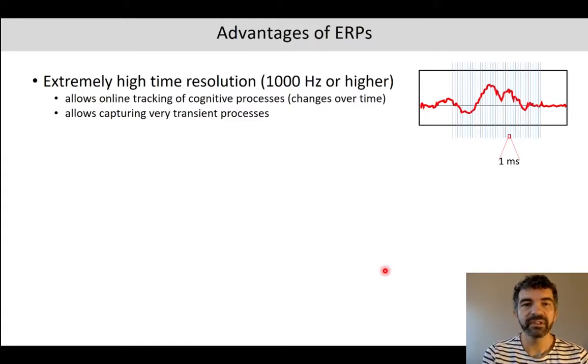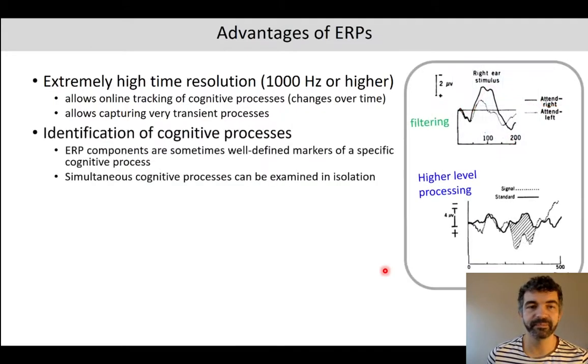Okay, so we've talked a lot about ERPs. Let's summarize the advantages and disadvantages. An advantage of EEG is that it has a high time resolution, so 1000 hertz or even higher. So it allows us to track cognitive processes online. As soon as something is changing in the brain, you can see it immediately in the EEG signal as well. And thus it also allows us to capture very transient processes.